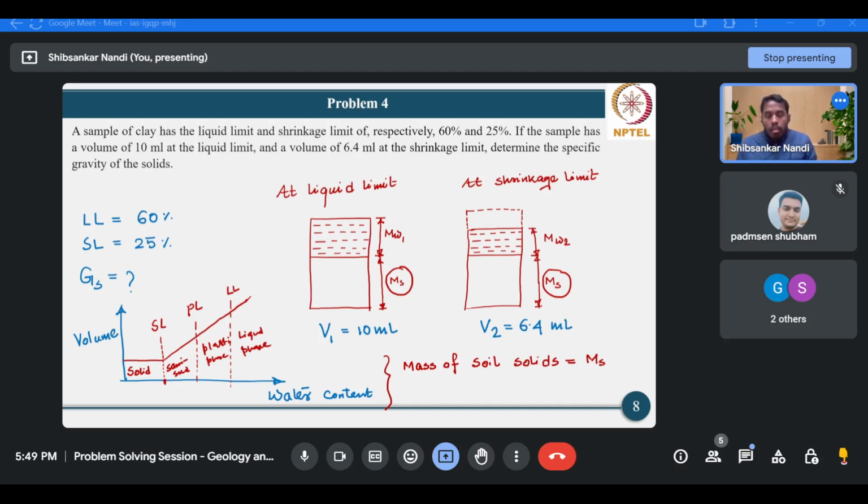So this is ms. We are denoting the mass of soil solids in the given clay sample as ms. Now what will be the mass of water at liquid limit?